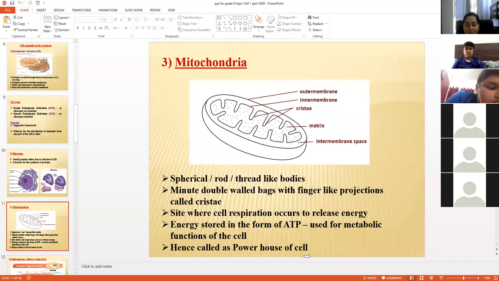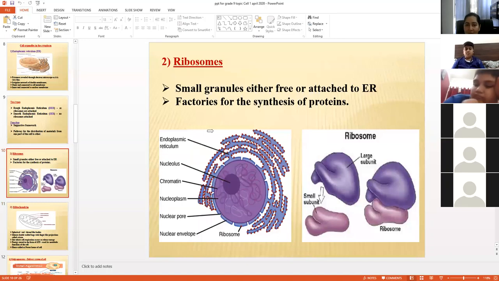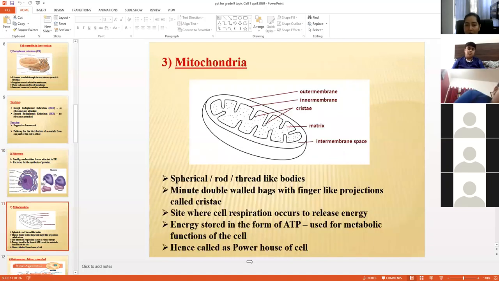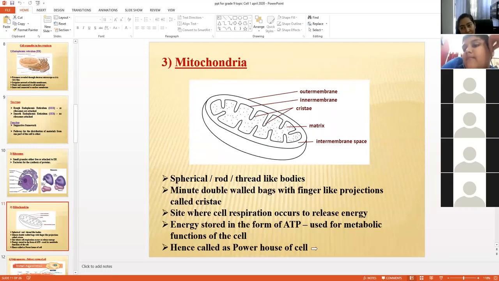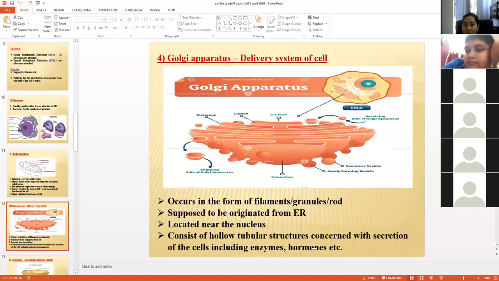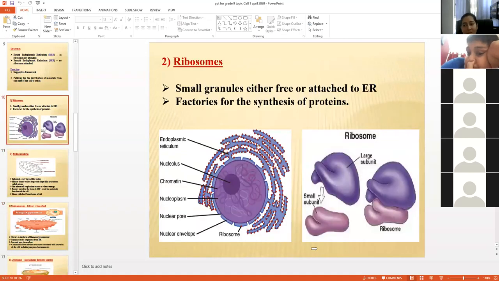Now, students, when I'm using these terminologies, factories of protein synthesis or powerhouse of the cell, you might get questions like, which is the organelle which is called the powerhouse of the cell? You should be able to tell. Mitochondria. Now, which is the organelle which is the site for protein synthesis? You should be able to say that it is the ribosomes. Clear, everyone, children? Do I need to explain anything? Or should I proceed? Yes, ma'am.